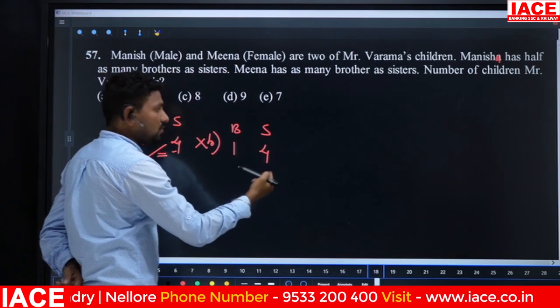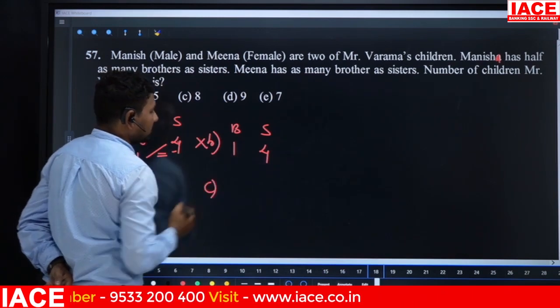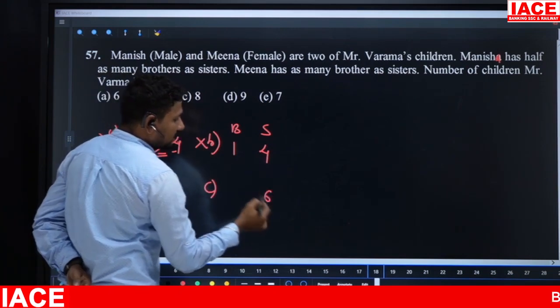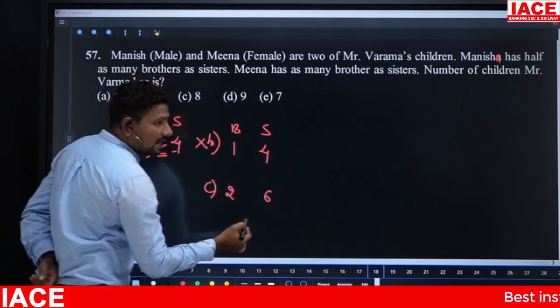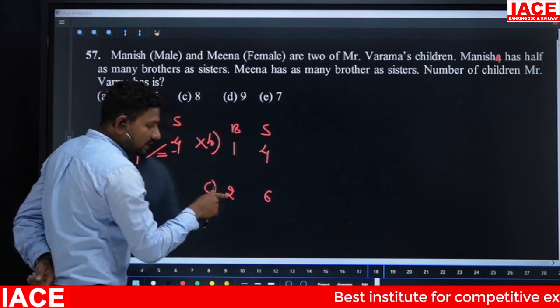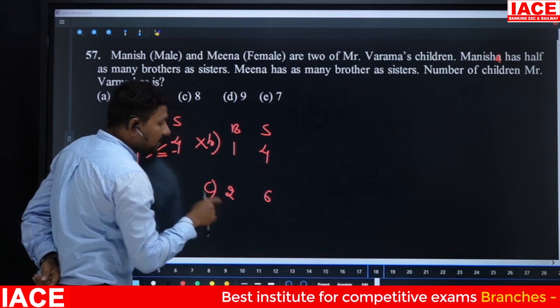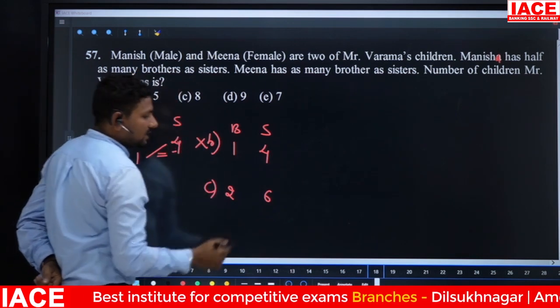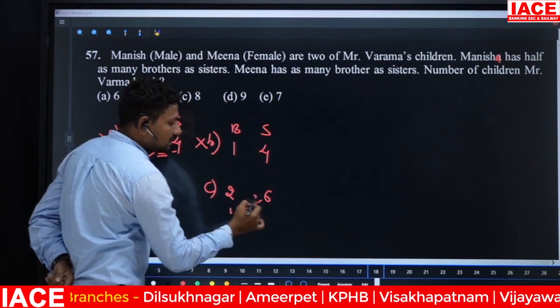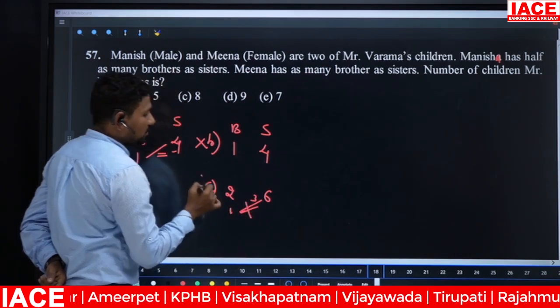Either way, you can check with 2 also, you will get a wrong answer. And look at C. The C value is 8. I am going for 6 here, and half of 6 is 3. Only 2 male members are there, and 1 person is already Manish, so only 1 brother is there. Half of 6 is 3 but not 1. That means option C is also wrong.